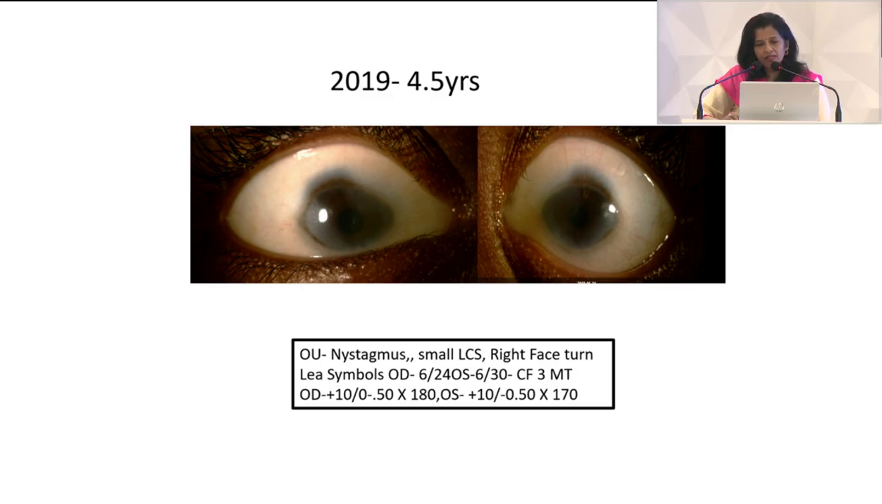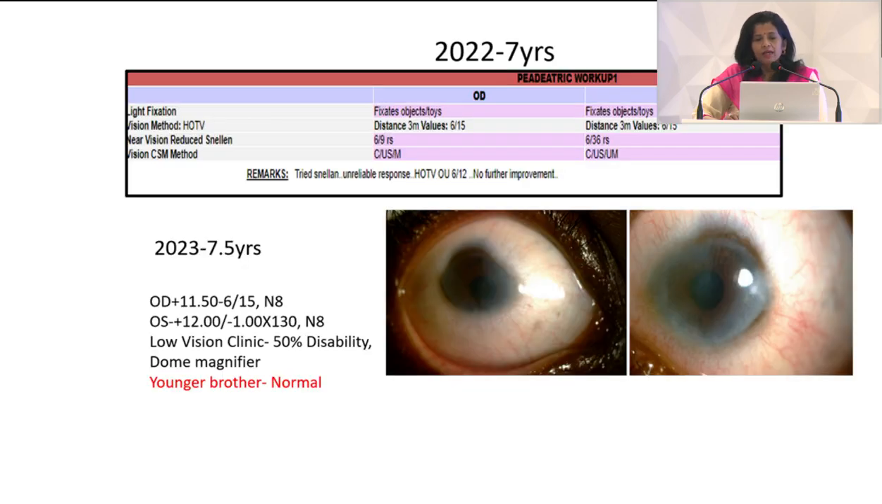The same child was seen around 4.5 years later, where there is so much resistance to patching and the vision keeps dropping down, and here there is dense nystagmus and the child develops a face turn. By the time the child was 7.5 years, she was referred to the low vision clinic. So you will see the temporal association of these children where the vision is slowly deteriorating despite the intervention by the ophthalmologist.